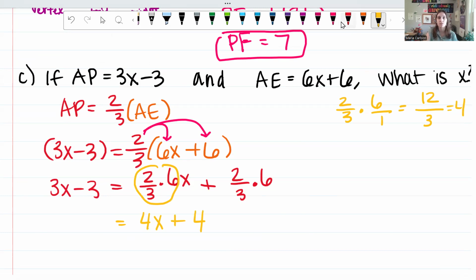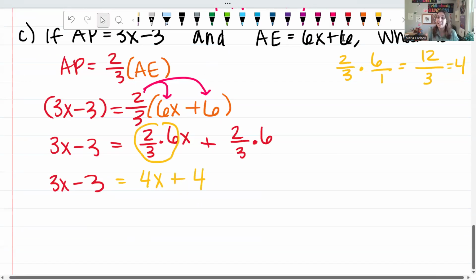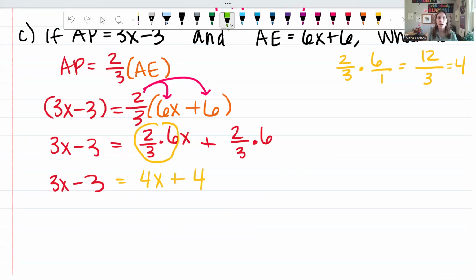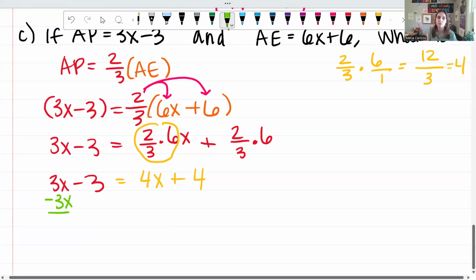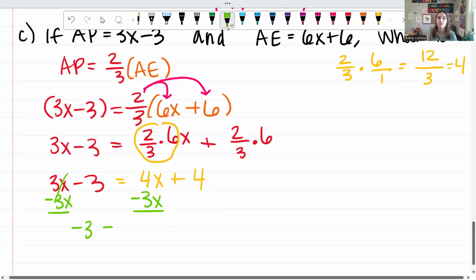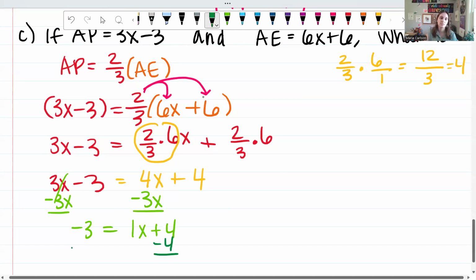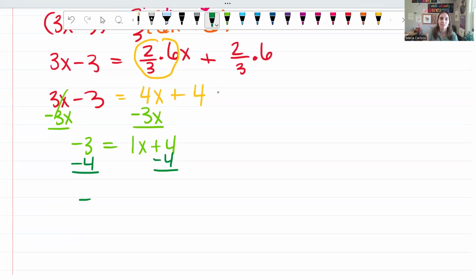So now I have 3x minus 3 equals 4x plus 4, and I can solve for x. First thing I'm going to do is get my x on one side. I'm going to move the smaller x over, so I'm going to subtract 3x from both sides. That gets me -3 equals 1x plus 4. Now I can subtract 4 from both sides, and this gives an answer of -7 is equal to 1x.